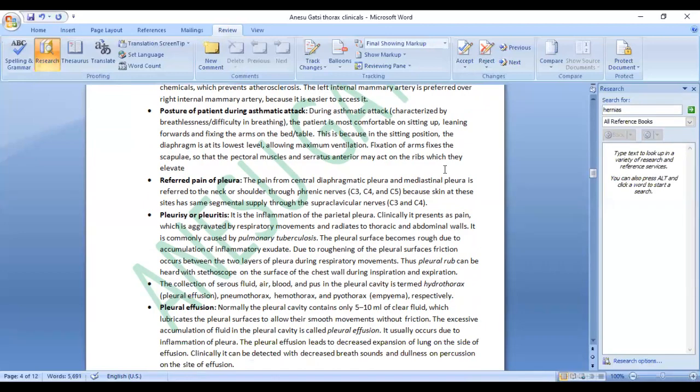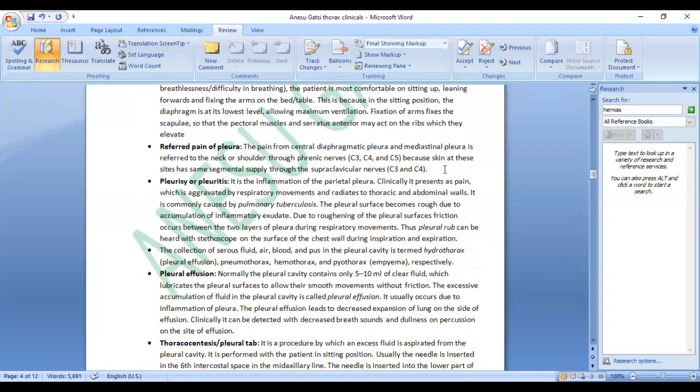So when you have an excessive accumulation of fluid in the pleural cavity, known as pleural effusion, that I earlier alluded to as hydrothorax, it usually occurs due to inflammation of the pleura, and this will lead to a decrease in the expansion of the lung on the side of the effusion. So you may have decreased breathing movements on that side of the pleural effusion, and it may be detected with decreased breath sounds, and you have dullness on percussion on the site of the effusion.